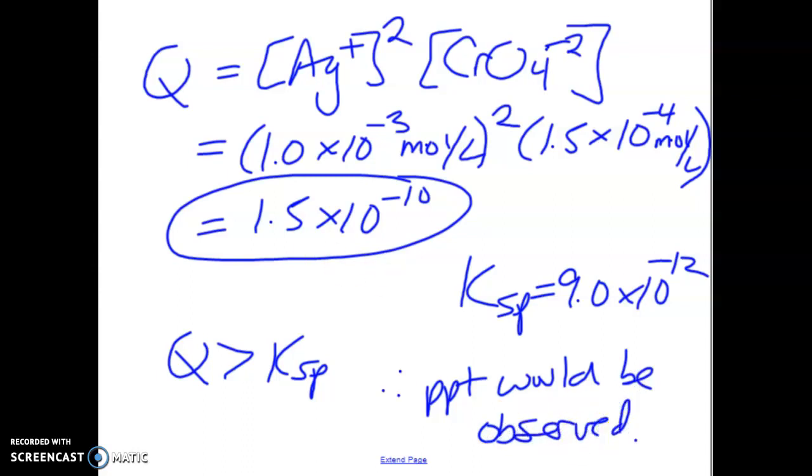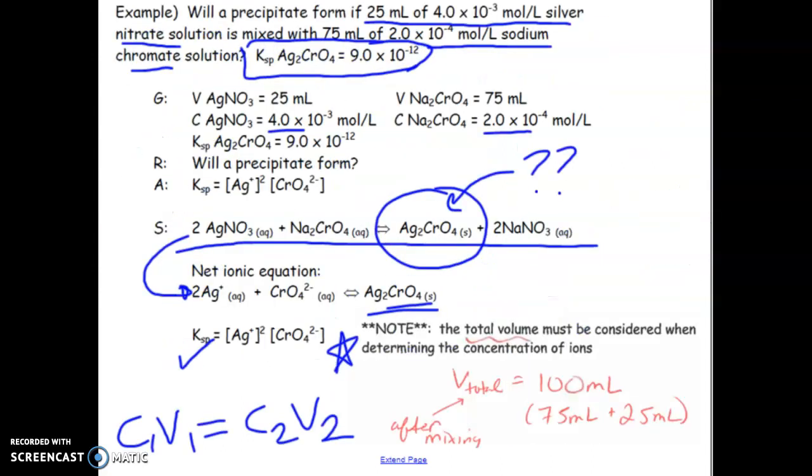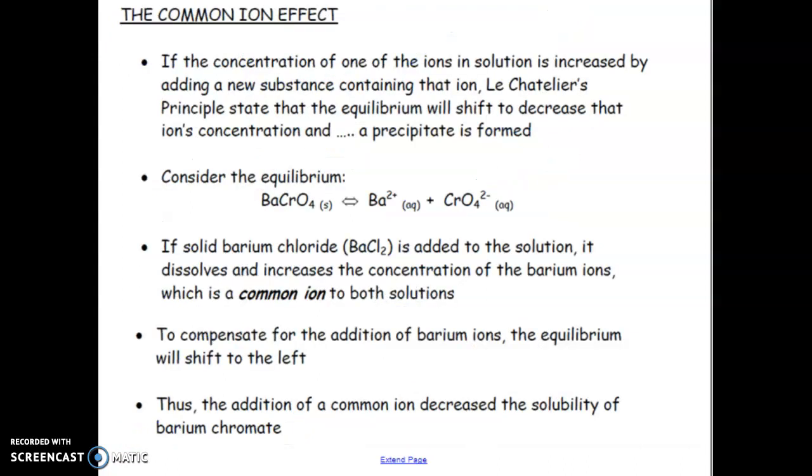Okay, so things to keep in mind when you're doing these problems. The biggest error I see is students taking the concentrations as is and plugging them into the Q value. You have to find the concentration after mixing. And the other thing is making sure that you're told the two reactants. You need to write out the reaction so you can see which precipitate is the one that you're wondering will precipitate out or not.